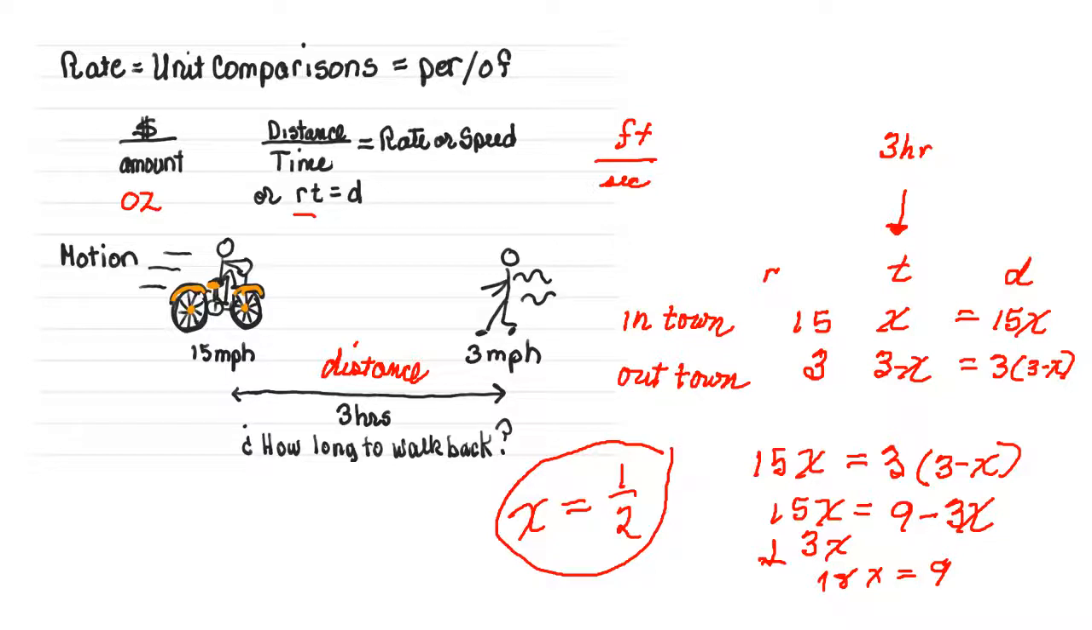Did we answer the question? No, we wanted to know how long it took to walk back. So that means we're actually going to have to put that into our time here. To go to town was a 1/2 hour. So therefore, to walk back took him 2 1/2 hours. I think I would rather ride the bike.